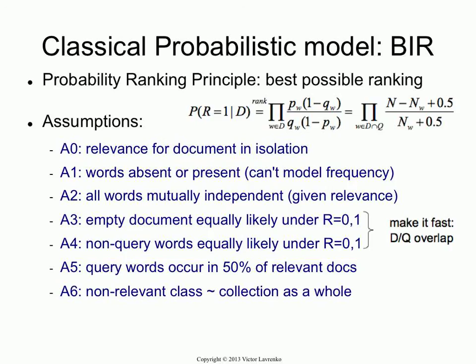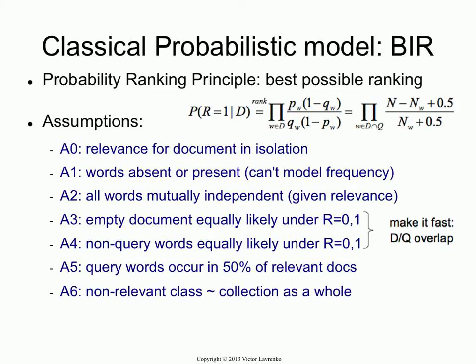And the assumptions that we made are that a collection as a whole set of documents is a pretty good representative of the non-relevant class. It's a reasonable assumption. So that's what allowed us to represent QW in terms of the document frequencies in the whole collection.